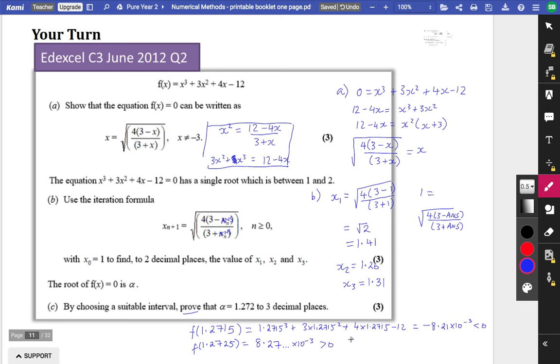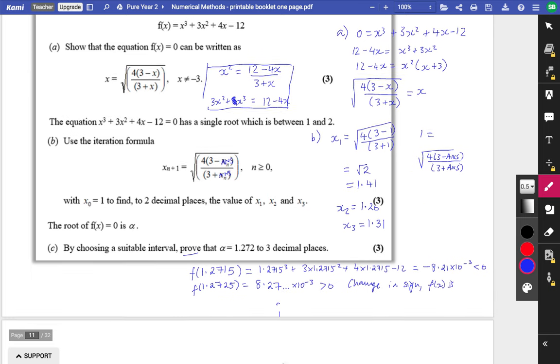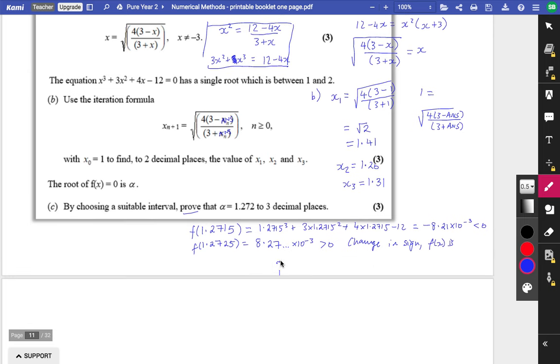So we can say here, change in sign, f of x is continuous. Whoa, not getting used to this new pen. F of x is continuous. So the root is 1.272 to 3 decimal places. Okay, hopefully you got that one right.